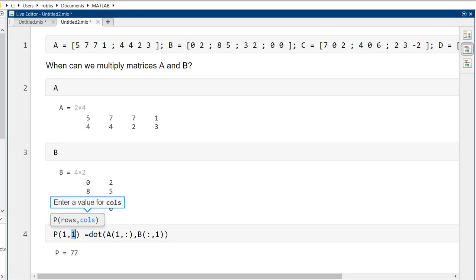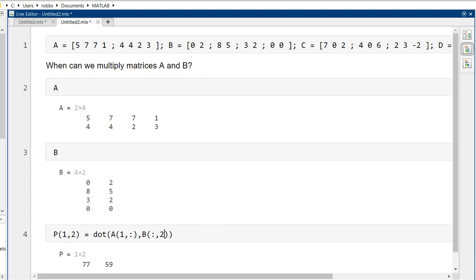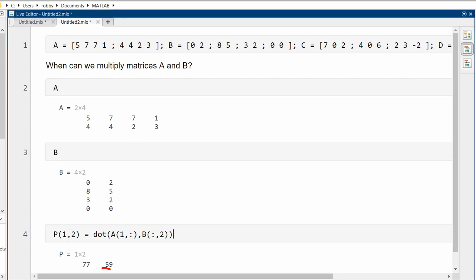What's the row 1, column 2 entry of the product matrix? Well, that's dotting the row 1 from A with column 2 from B. All right, so now you notice it just added on this additional entry.